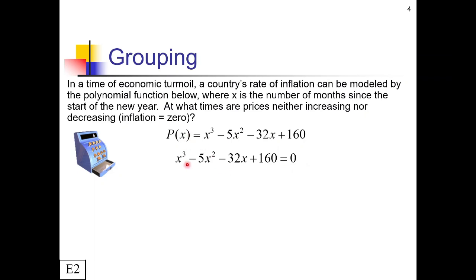Now since I have 4 terms in this one, I'm going to try the technique of grouping. I first looked to see if there's any GCFs I can take out of all 4 of these terms, and there are not. So let me try grouping instead.